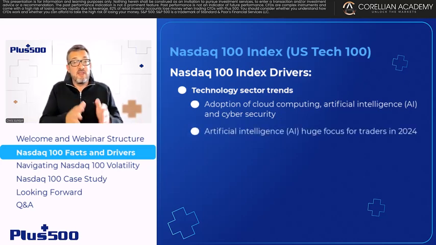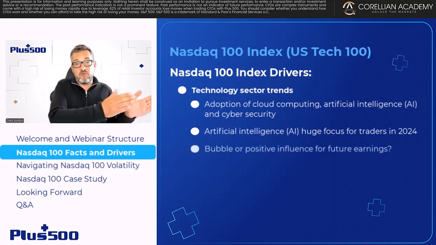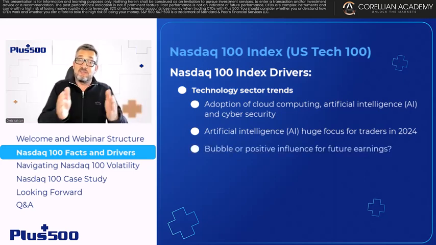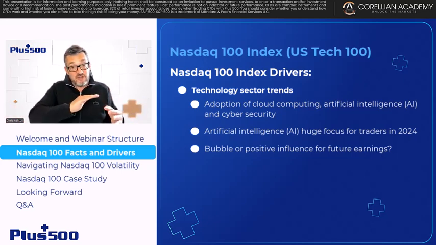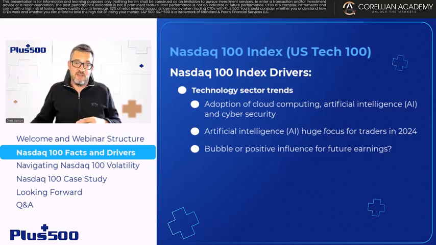Artificial intelligence, as I'm sure you're all aware, has been a huge focus for traders in 2024, generating a lot of headlines and gains for the Nasdaq 100 and its constituent companies. Now, has this created a bubble in the index, as some analysts have said, or will it have a huge positive influence on future company earnings, which could see the index continue to move higher? This all remains to be seen.